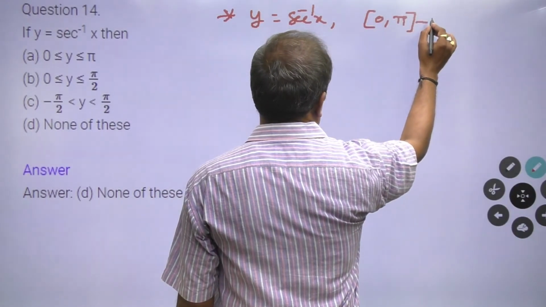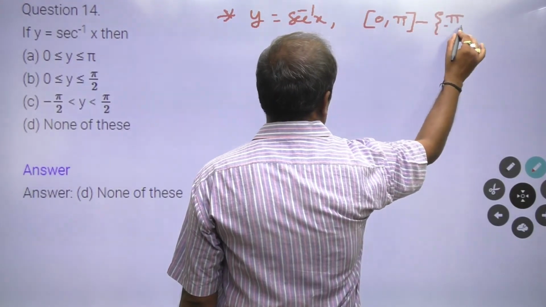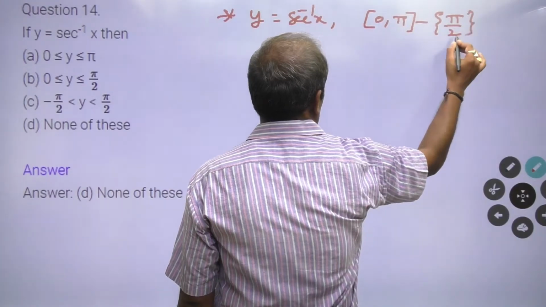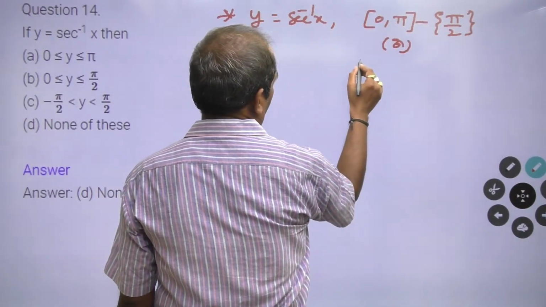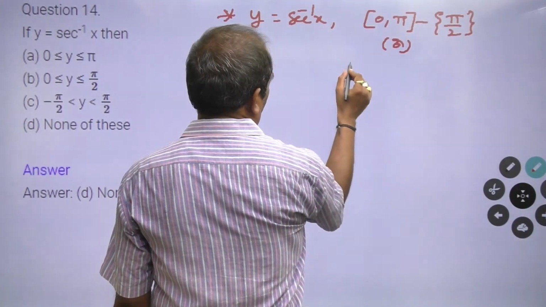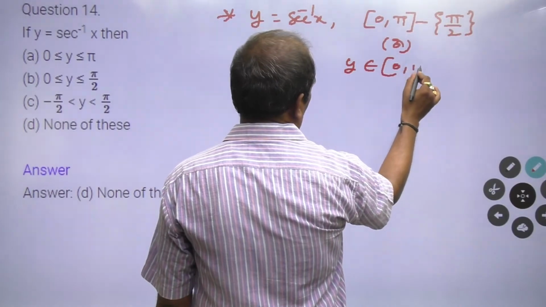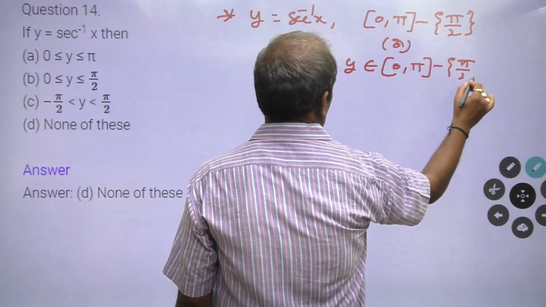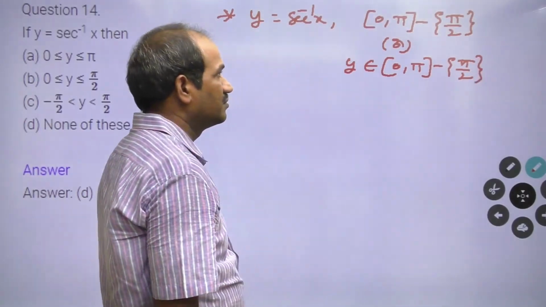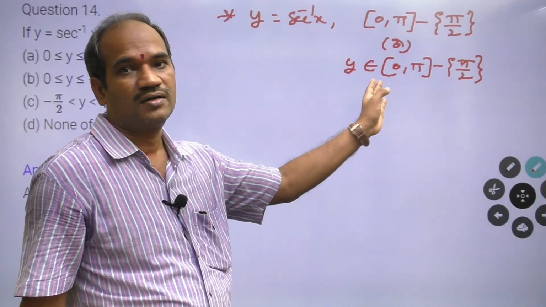Minus pi/2. Overall, y belongs to the closed interval 0 comma pi, minus pi/2. Okay, this is the formula. This is the principal value, or range.